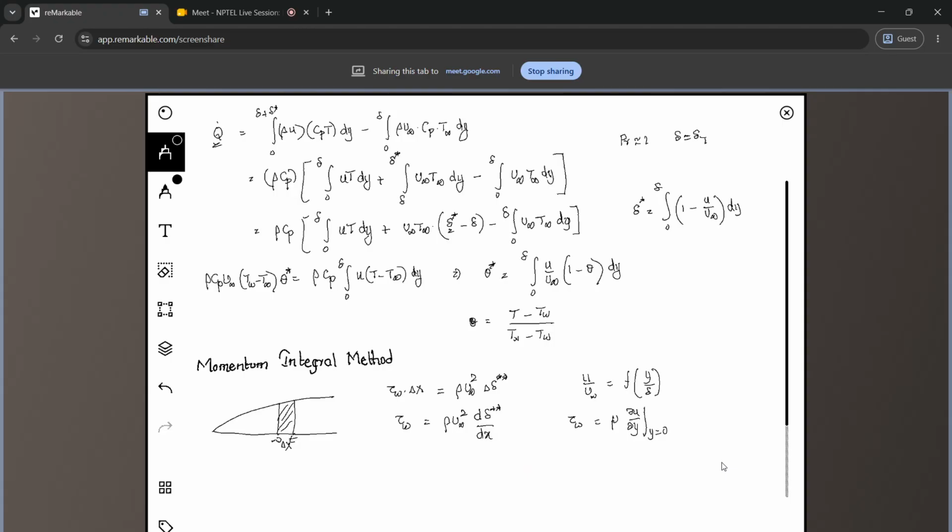Once we have these two quantities, we can substitute in this equation. The only unknown here will be delta. So tau w will be a function of delta, and this will also be a function of delta. So we have one unknown and one equation, and that equation is this momentum integral equation, which you solve and get an expression for delta.